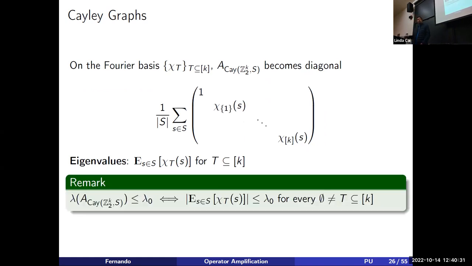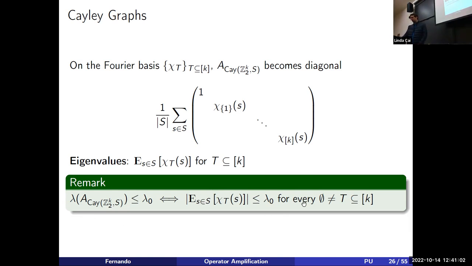Very good. And the remark is that this graph is a lambda-not expander if and only if, for every non-trivial character, because for the trivial one the eigenvalue is one and there is nothing we can do about it, but for all other characters we need to have eigenvalue at most lambda-not. So it means that the expectation over the set S of chi_t needs to be at most lambda-not. So this is an equivalent definition, and you're going to see three different ways of expressing the same object.